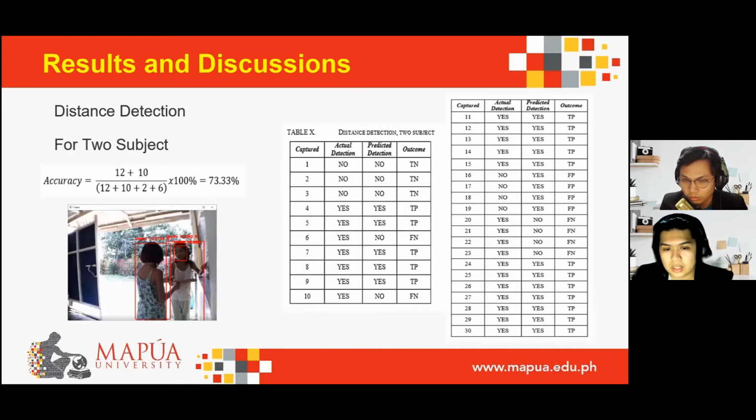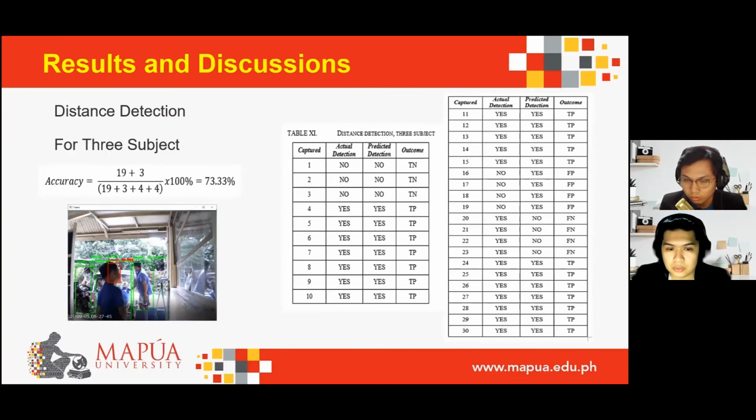So for the next slide, we are now looking at detecting two subjects on distance detection, giving us an accuracy of 73.33%. The last table shows three subjects in vision with the same accuracy as the previous detection, which is 73.33%.